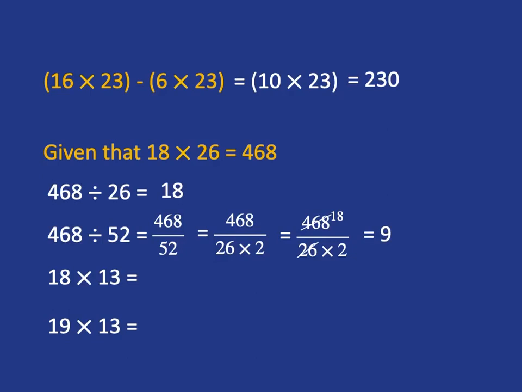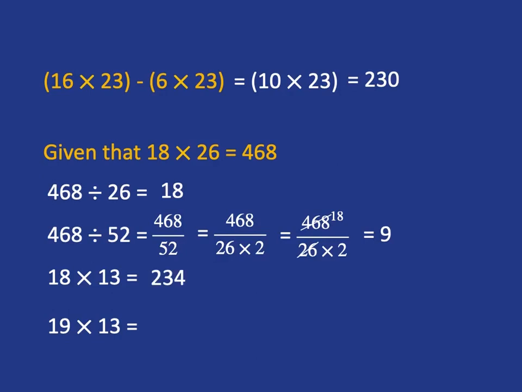All right, what about 18 times 13? Well, here I'm noticing that I had 18 times 26, and now I'm going to 18 times 13. 26 is double 13, or 13 is half of 26, right? So 18 times 13 is just going to be half of 468, which is going to be 234.